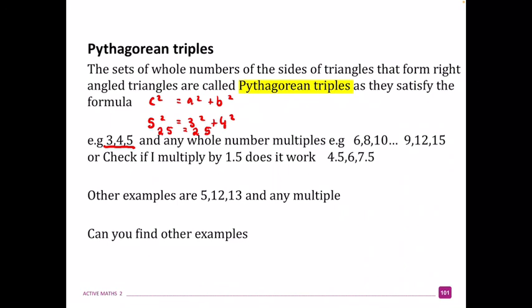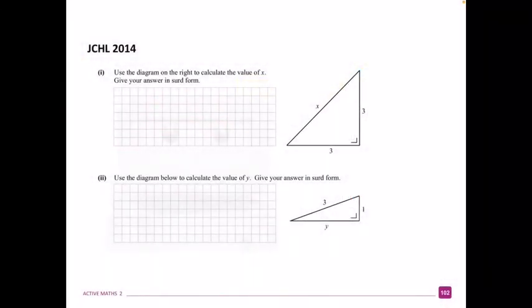Please pause the video and take down the first section on what a Pythagorean triple is and an example of a Pythagorean triple. Let's look at a harder example. This is the Junior Cert Higher Level question in 2014. Use the diagram on the right to calculate the value of x. Here it's telling you to write your answer in surd form.